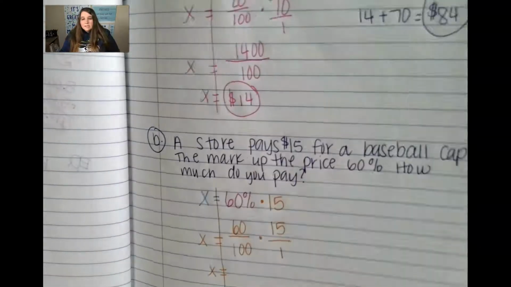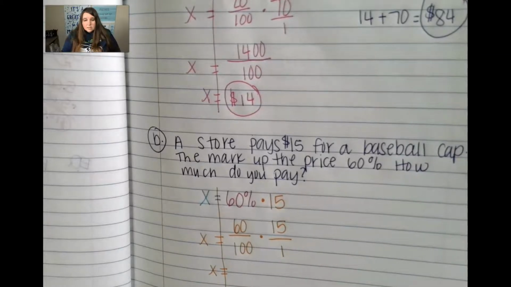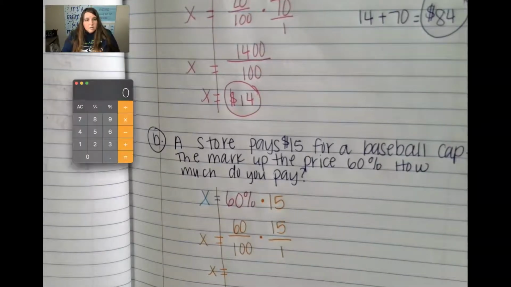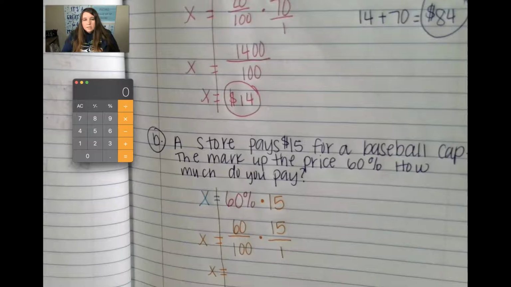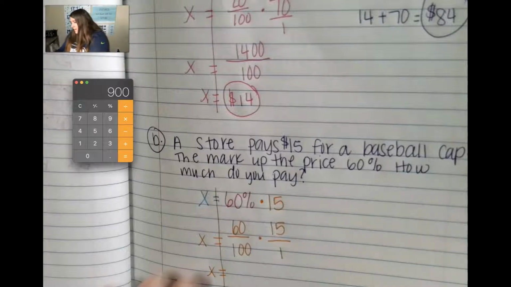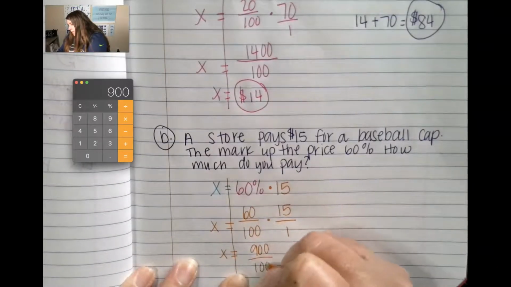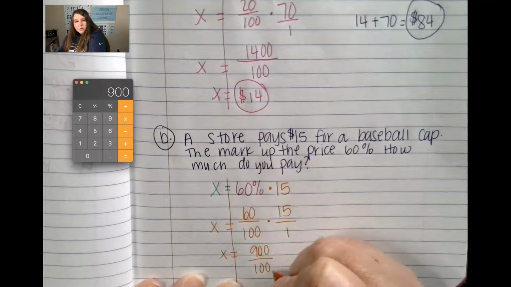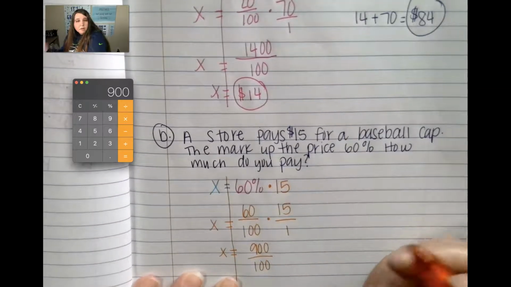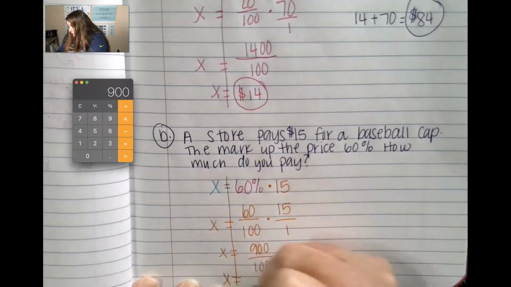So we're going to take 60 times 15. Those of you practicing still with your calculator, you can put it in there. Remember, just clear it out. 15 times 60, that gives us 900. You can either then use the trick and cross out the zeros, or just divide it by 100 on your calculator. And that means that x equals $9.